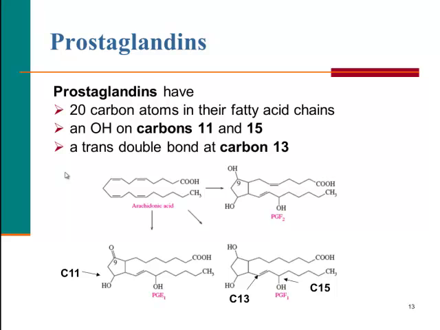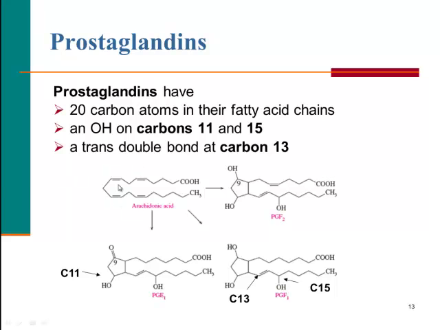Now there are very particular polyunsaturated fatty acids that play an important role in being building blocks for molecules referred to as prostaglandins. So prostaglandins have 20 carbon atoms in their fatty acid chain, and they've got very particular properties that are listed here. Now you don't need to memorize these different properties, but if you were to see one, it'd be a good idea for you to be able to recognize that as a prostaglandin.